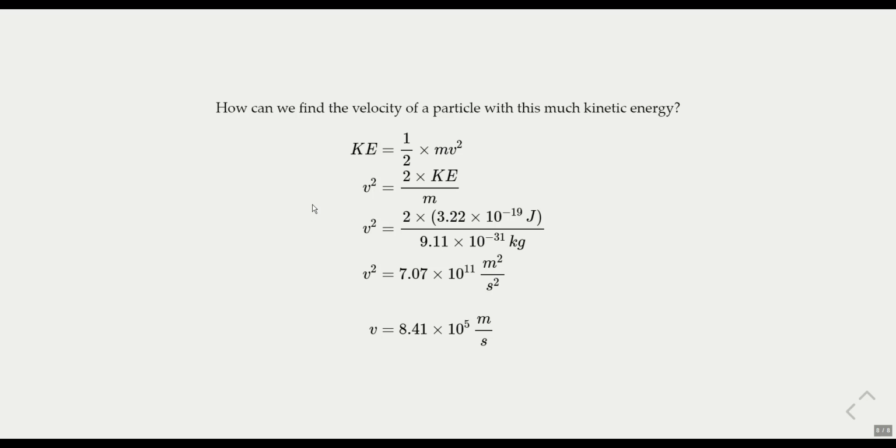Here's our kinetic energy equation, 1/2 mass times velocity squared, and the mass in question here will be that of an electron, because that's the thing that has the kinetic energy. I solved it here for v squared instead of for v, just so that the square root sign wouldn't make it look too imposing. So we multiply 2 times the kinetic energy and divide by the mass of that electron to get the square of the velocity. So 2 times the kinetic energy we just found, divided by this number down here, which is the mass of an electron, comes out to 7.07 times 10 to the 11th meters squared over seconds squared. So now when I take the square root of this number, I get the speed, and that's what we're after, or the velocity, 8.41 times 10 to the 5th meters per second.